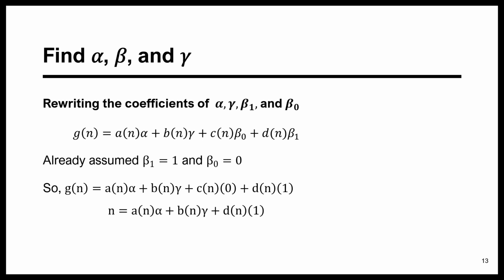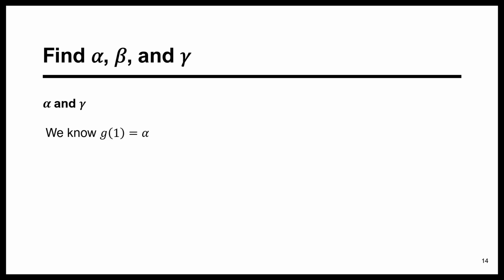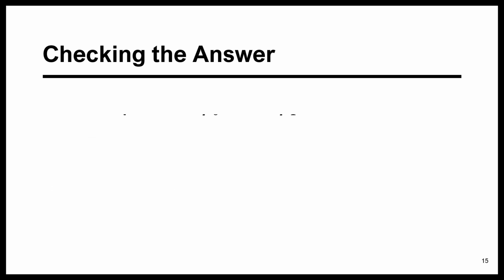So n is going to be equal to A(n)α + B(n)γ + D(n) times 1. So we need two terms to cancel out, because if this is our n, it's going to be n plus n times 1, so n times 1 equals n, but what do we do about these? These need to cancel out. Fortunately, we know that g(1) equals α, and since g(1) must equal 1, then α must equal 1. So if α equals 1 and we need to cancel something out, then γ must be -1. Mind blown.